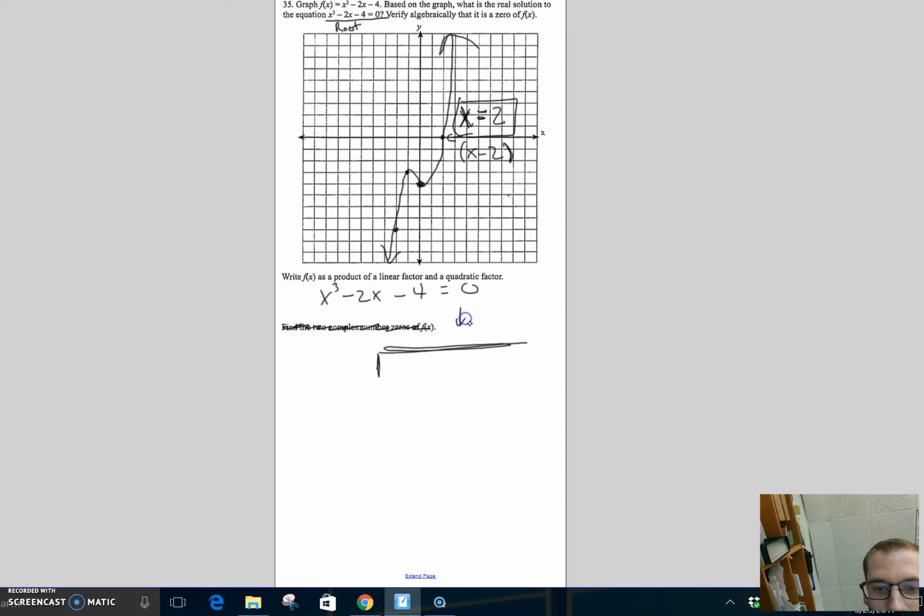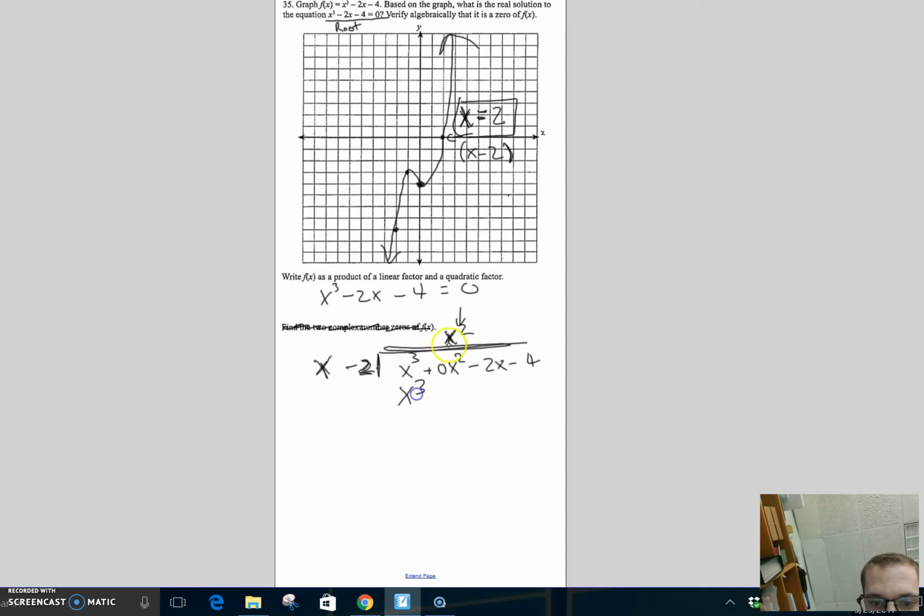So I'm going to do x to the third power plus 0x squared minus 2x minus 4. And I want to see if x minus 2 goes in evenly, which it will, and then figure out what's going to be left. So x goes into x to the third, x squared times. So I'm going to put an x squared as my first factor. And then I multiply. X squared times x is x to the third. X squared times -2 is -2x squared. I subtract, those cancel. 0 minus -2x squared is 2x squared.